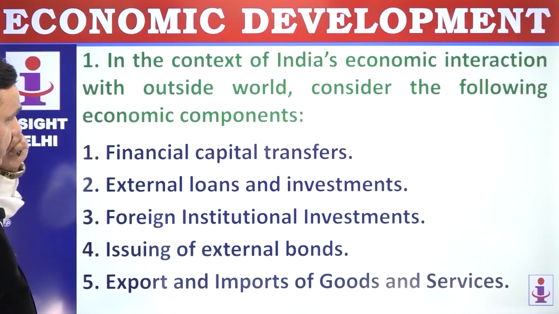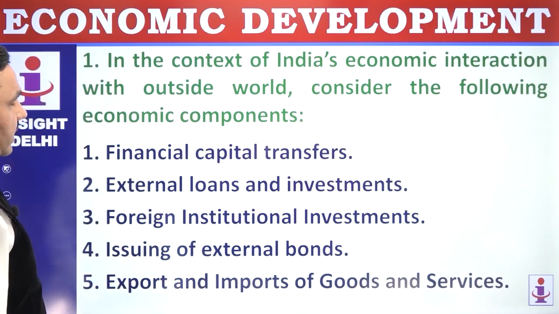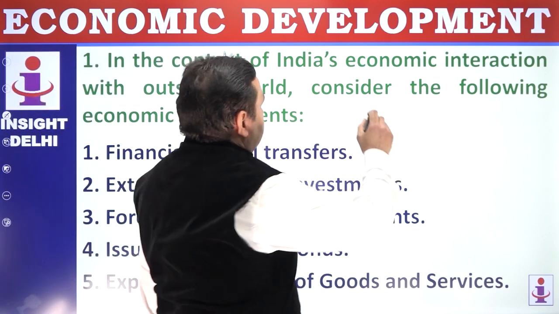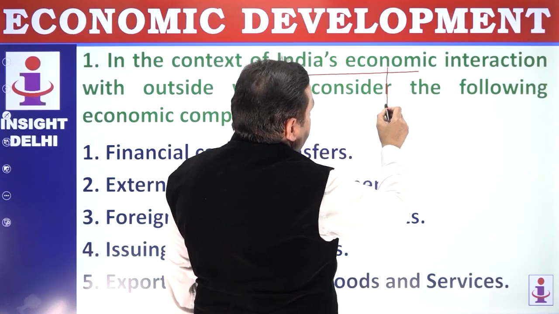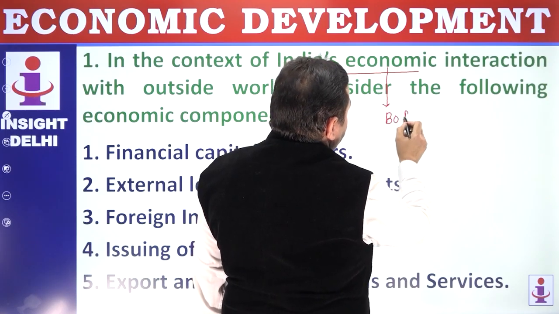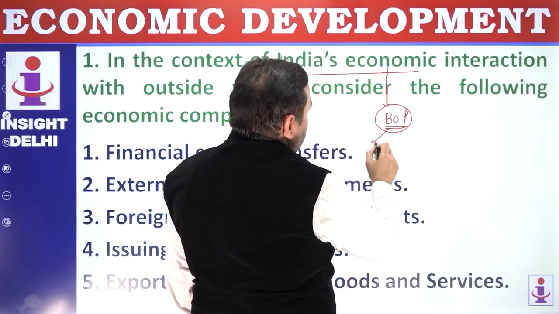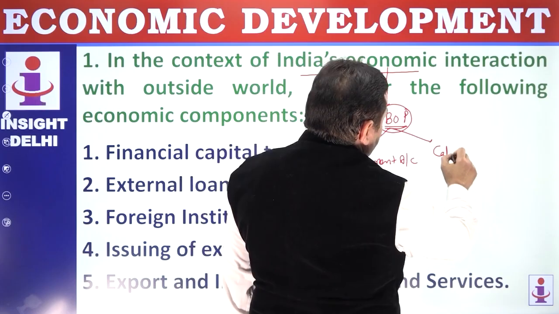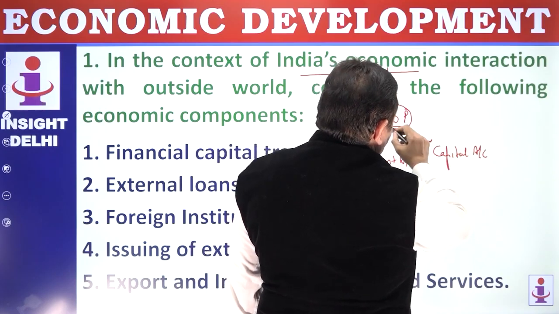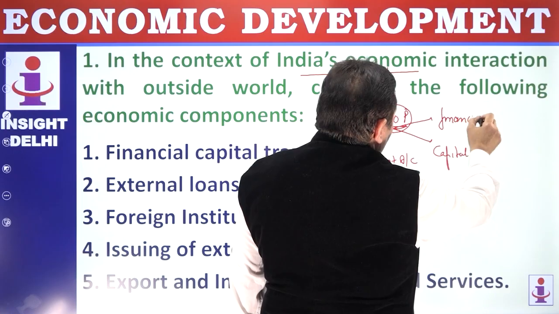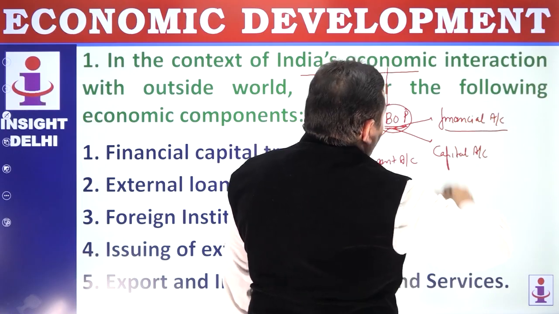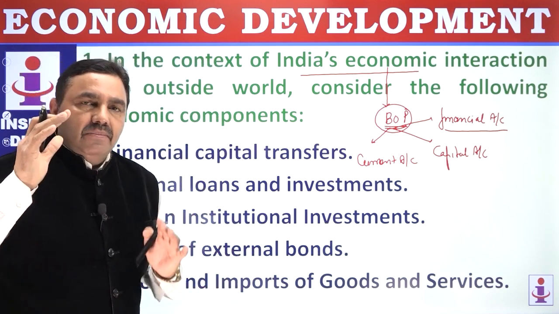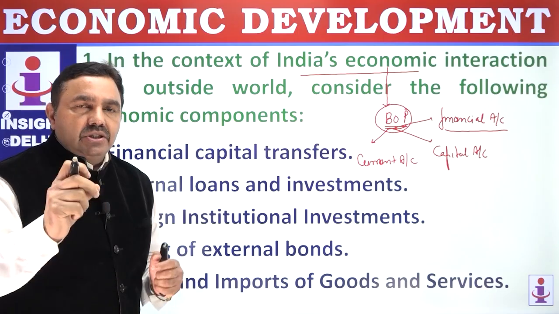Question number 1. In the context of India's economic interaction with the outside world, consider the following economic components. India's interaction with the outside world means the balance of payment account. So BOP, balance of payment: the current account side, the capital account side, the financial account. These are 3 components of balance of payment. Sometimes you use the balancing item also, a 4th component. So these are components of balance of payment, and balance of payment indicates India's interaction with the outside world.